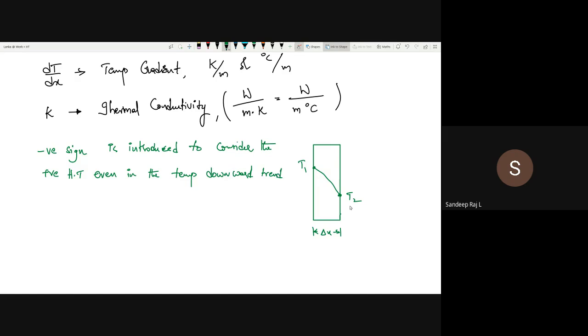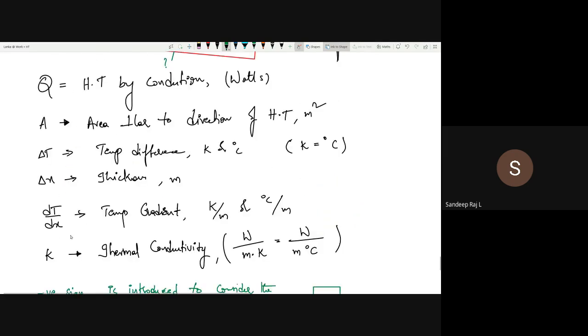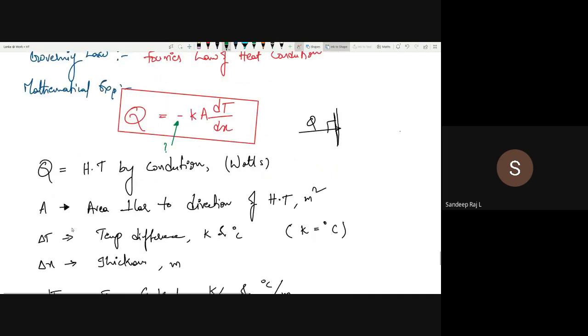Even if the temperature is falling, or the temperature gradient is falling down, it is temperature or temperature gradient, both the things. If it is going in the downward trend, in order to make the complete q positive, you have introduced a negative sign here. What is the use of the negative sign here? To make q positive. That's the point here. At any given time, you have to take q in a positive way. That's the reason why it is taken as negative there.